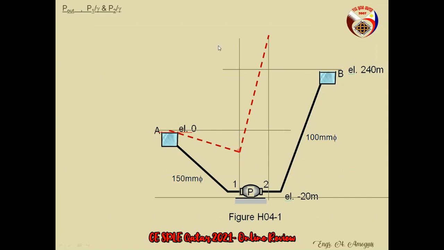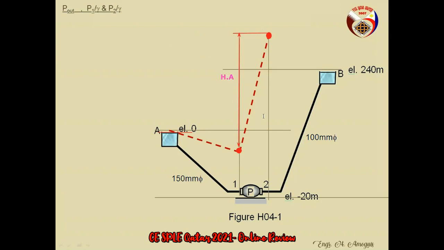point 1, the difference in the energy grid line, is the head added. So, from here, up to here, that is the head added, measured vertically. Whatever this is, that is the head added by the pump. This is what we are looking for: the head added by the pump.